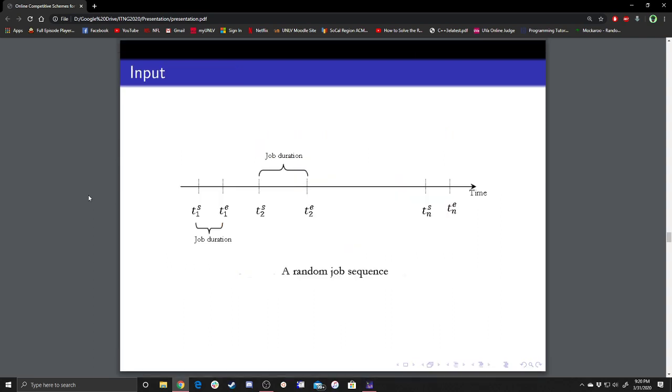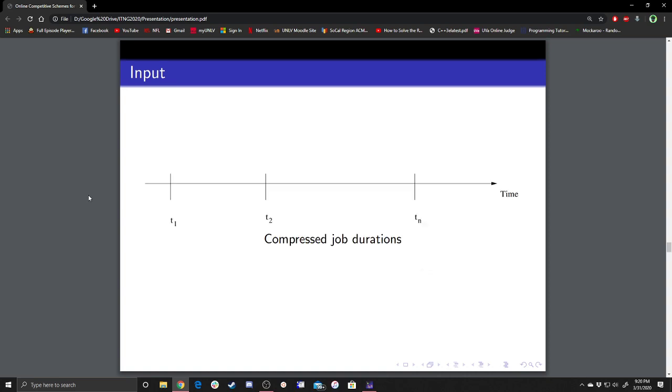So the input for the power down problem will be a set of requests, a set of jobs. Each job has a start time and an end time, and you have a job duration. Now, for the power down problem, we don't really care about the job duration because we mostly focus on the idle time. So we can collapse the jobs like this. All we care about really is the idle time.